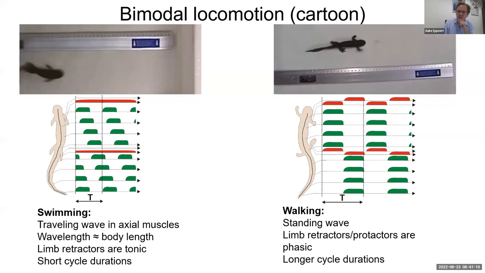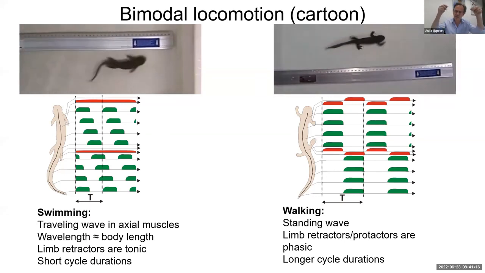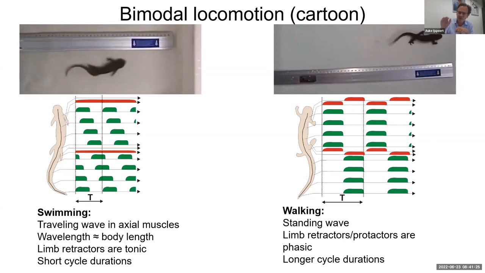And what's kind of beautiful here is that this transition can be obtained in a decerebrated animal. So if you electrically stimulate the descending pathways, at low level of stimulation, you have the walking gait. If you increase the stimulation a bit, the speed will increase. And at some point, there's a threshold, and it will bifurcate and switch to swimming. So just changing the global drive applied to the descending pathways can completely switch between these motor behaviors.